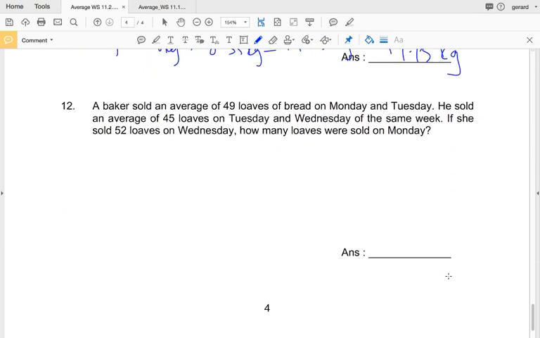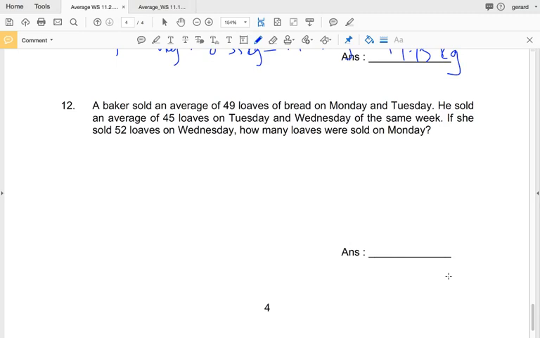Yay, final question. A baker sold an average of 49 loaves of bread on Monday and Tuesday, and an average of 45 loaves on Tuesday and Wednesday of the same week. If she sold 52 loaves on Wednesday, how many loaves were sold on Monday? Let me slowly read the question. Whoa, this is a very confusing question.